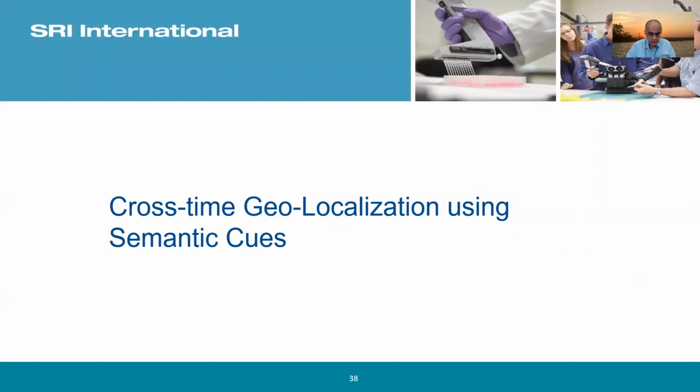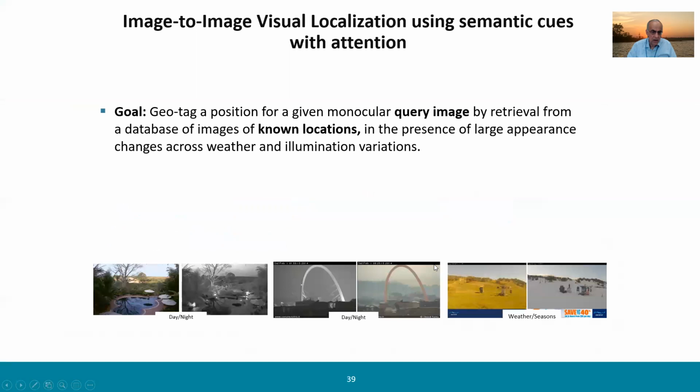semantic cues. So here, the problem is the same: geotag an image by retrieval from a database of images of known locations, in the presence of large appearance changes across weather and illumination variations, which you're seeing over here, like day, night, winter, summer, things like that.